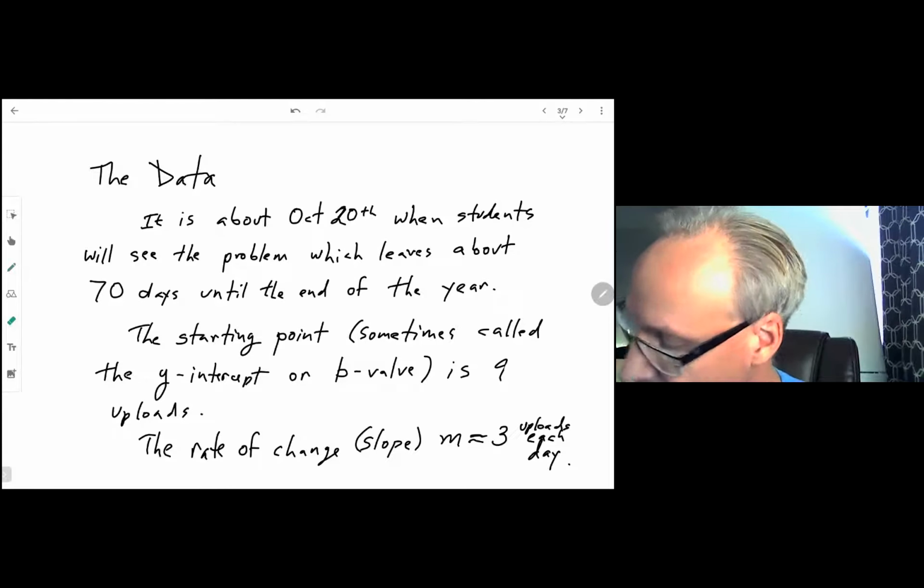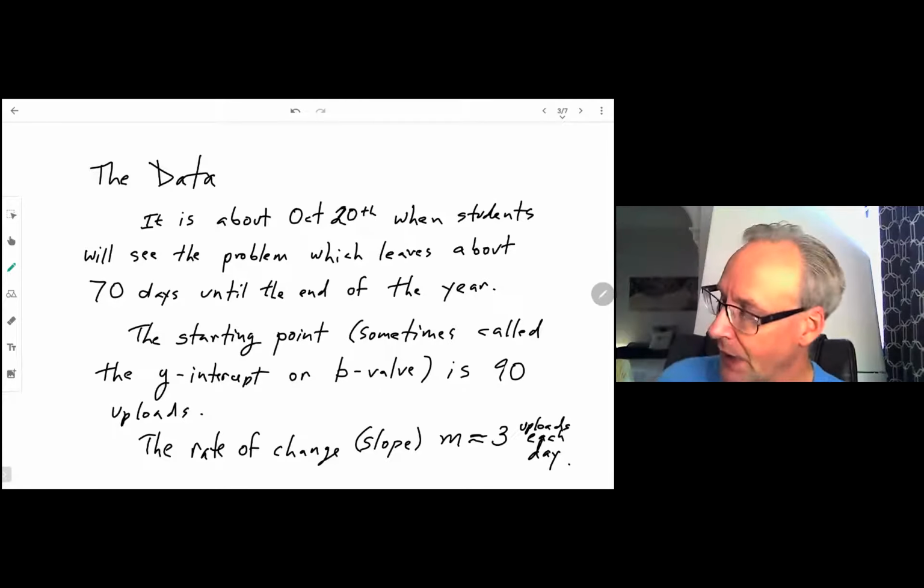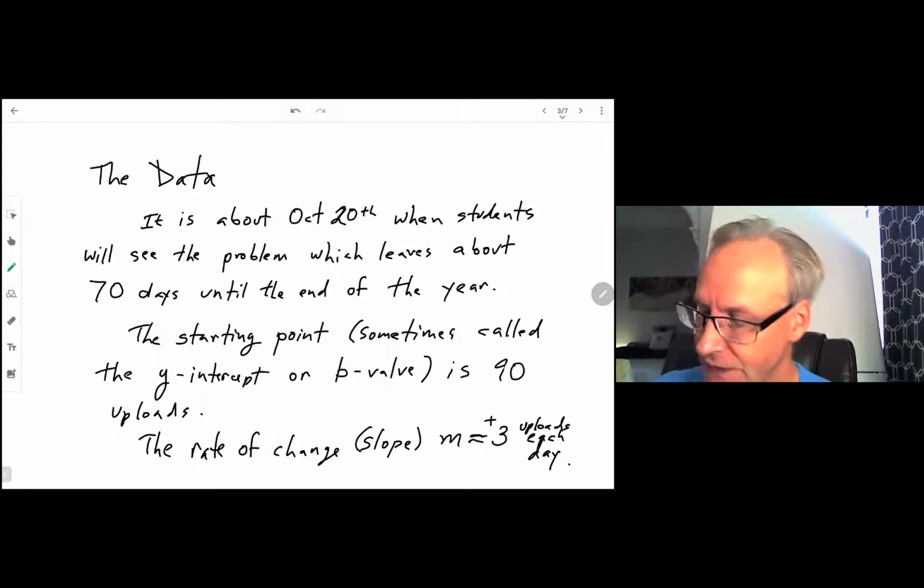Now, the starting point is the Y-intercept, and I had changed this earlier, and I apologize. I decided to start with 90. I'm going to estimate it at about 90 that I started with. And the rate of change is a positive 3 uploads every day.